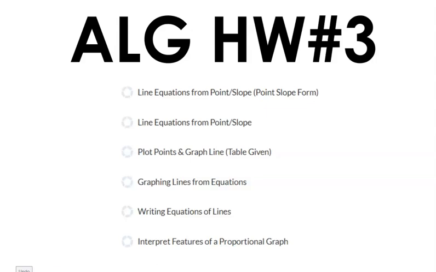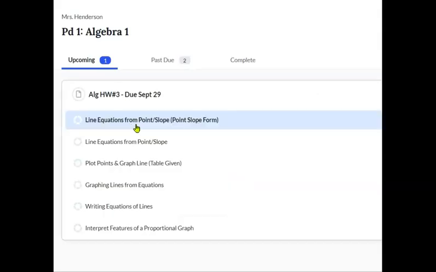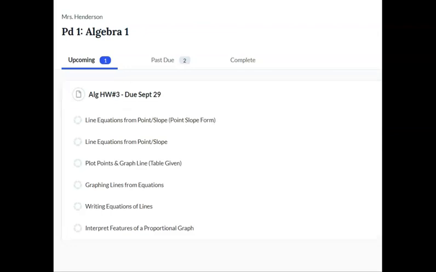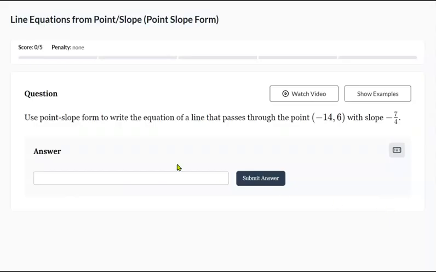Let's take a look at the questions on homework number 3. First, we'll take a look at writing equations of lines from a given point and a slope using the point-slope formula. So for our first question here, we're asked to use the point-slope form to write the equation of a line that passes through this point and that slope.